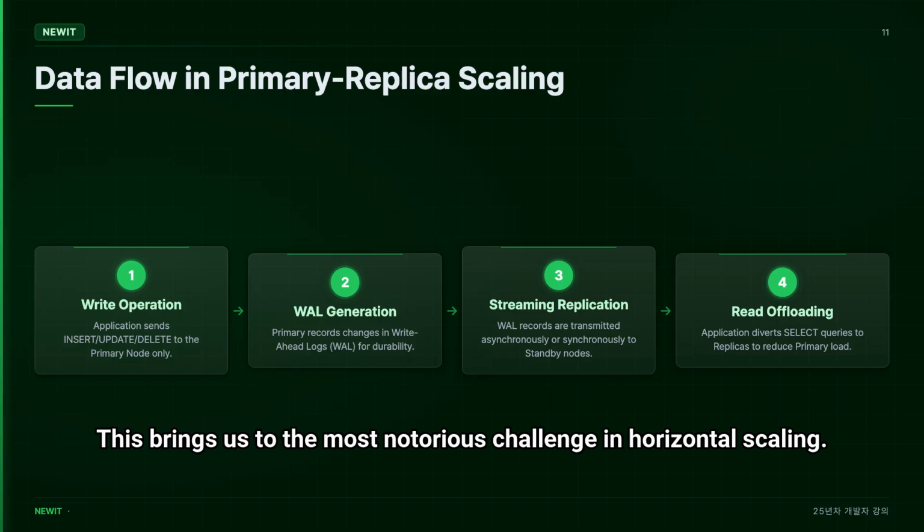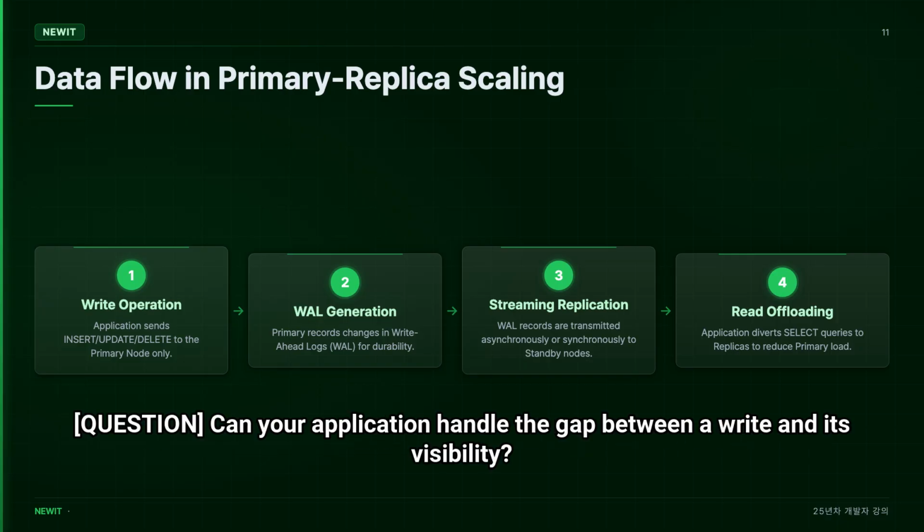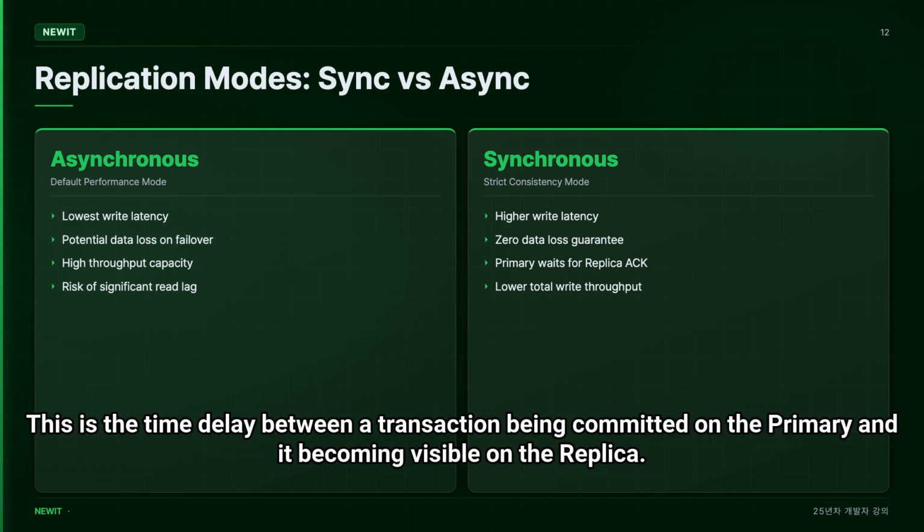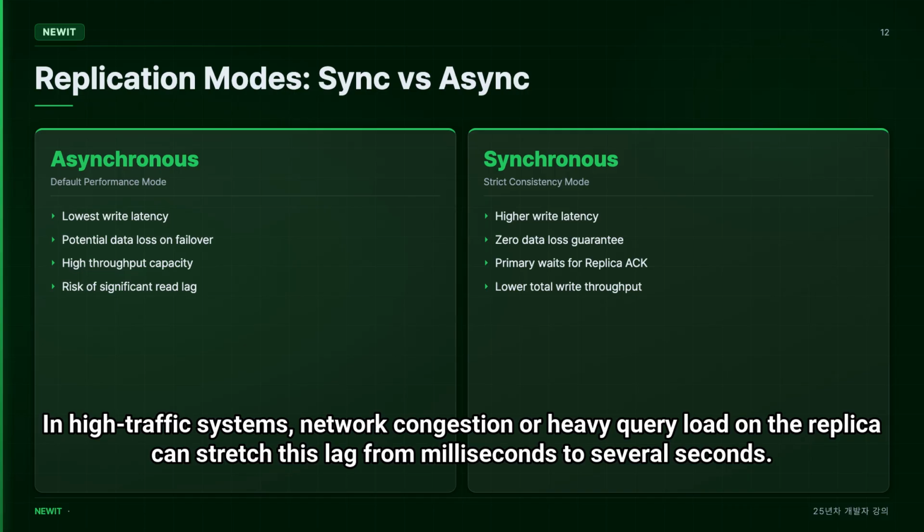This brings us to the most notorious challenge in horizontal scaling. Question: can your application handle the gap between a write and its visibility? The most significant hurdle in horizontal read scaling is replication lag. This is the time delay between a transaction being committed on the primary and it becoming visible on the replica. In high-traffic systems, network congestion or heavy query load on the replica can stretch this lag from milliseconds to several seconds.